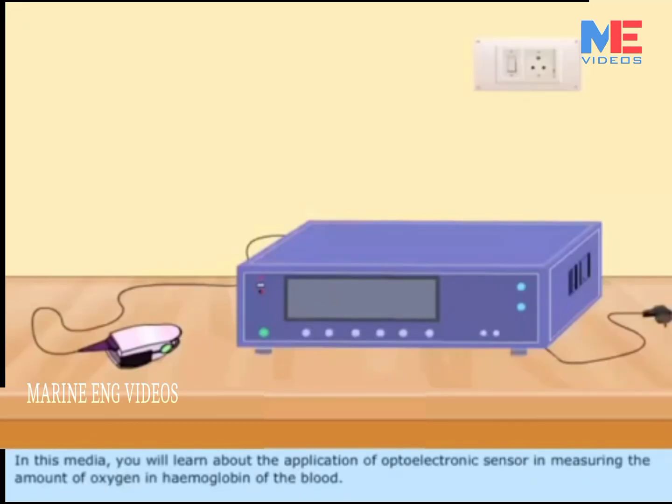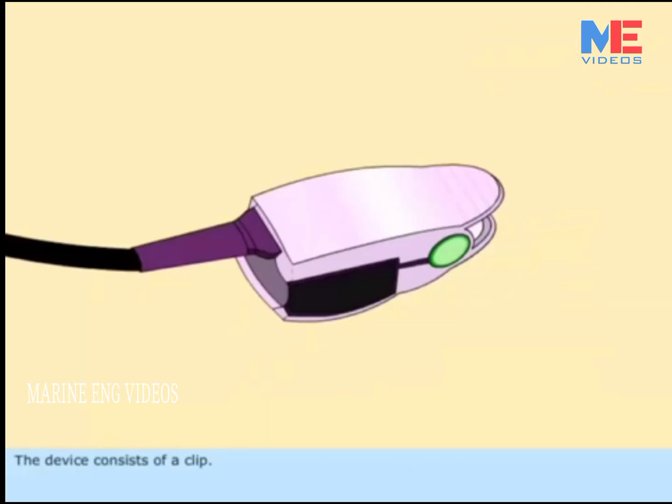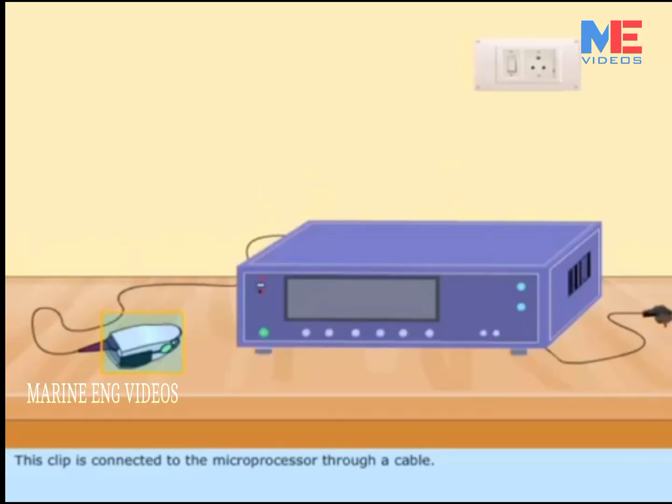In this media, you will learn about the application of optoelectronic sensor in measuring the amount of oxygen in hemoglobin of the blood. The device consists of a clip. This clip is connected to the microprocessor through a cable.